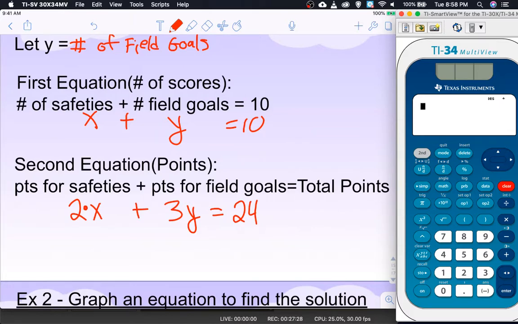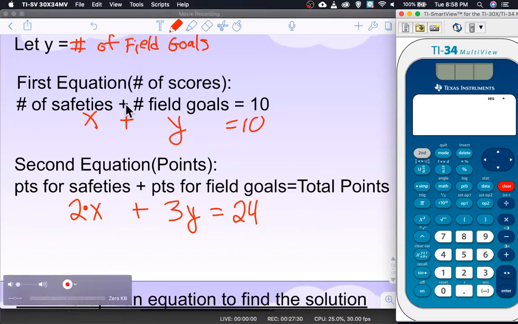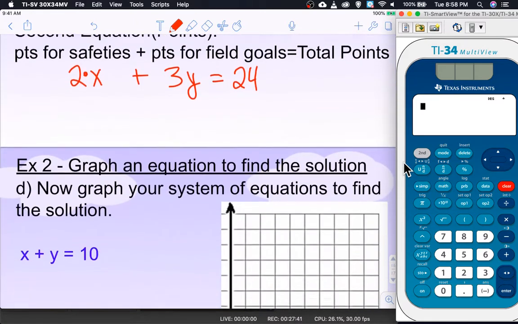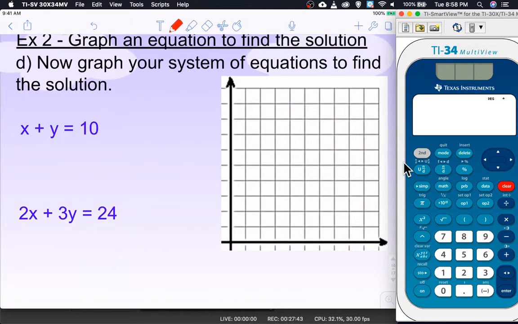So now we have our two equations. We have x plus y equals 10 and 2x plus 3y equals 24. We're going to take those two equations and I'm going to have you graph them and find the solution. So here's your two equations. These are the same two equations we just came up with.